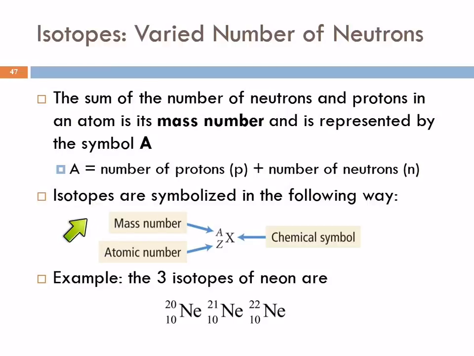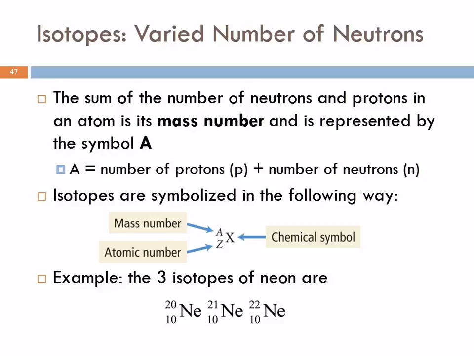So we can symbolize isotopes in this way. This is called a nuclear symbol. Here, the capital X is standing in for the element's chemical symbol. And as a superscript to the left, we write the mass number, and a subscript to the left is the atomic number. So here are the symbols for the 3 isotopes of neon. They all have the same element symbol. They all have the same atomic number, but the mass number is different.